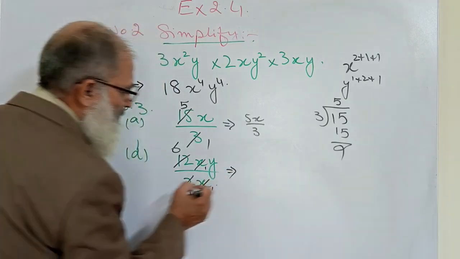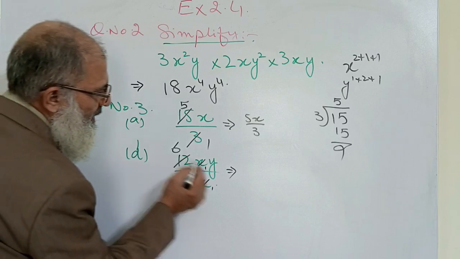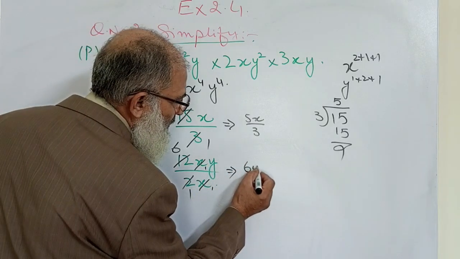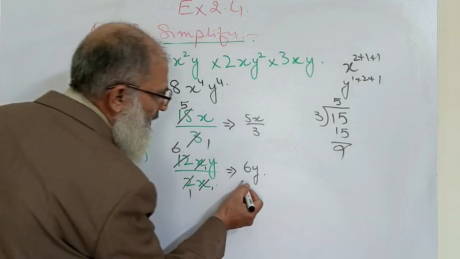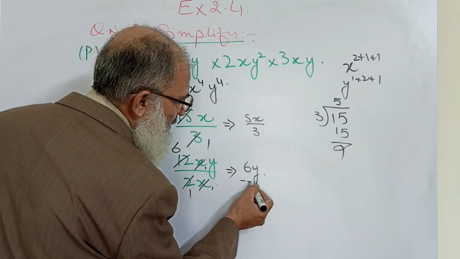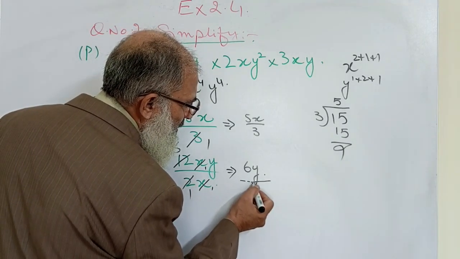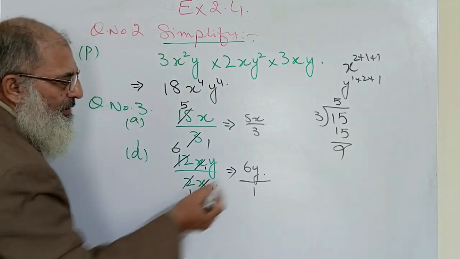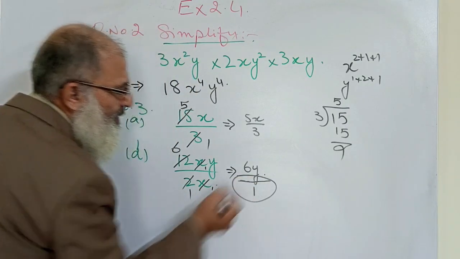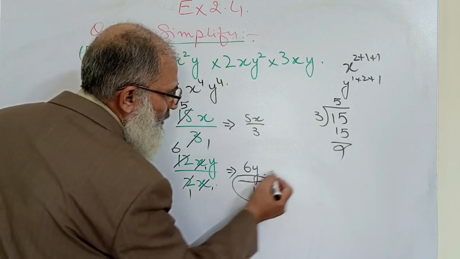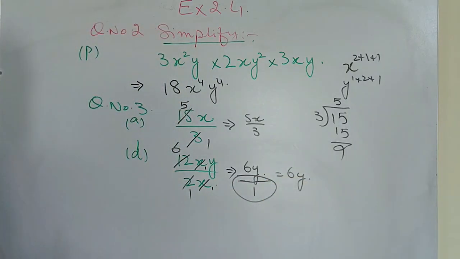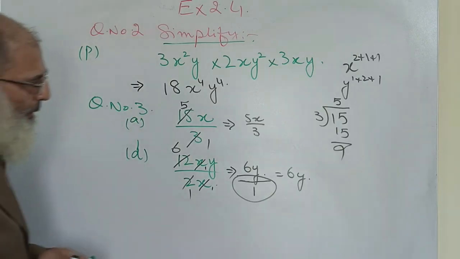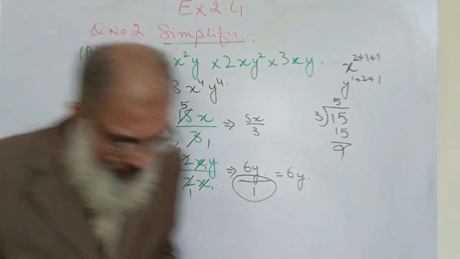Now it will become 6y only. And in fact it was divided by 1, but this whole thing has been omitted. The only answer which we will write in our textbook will be 6y.